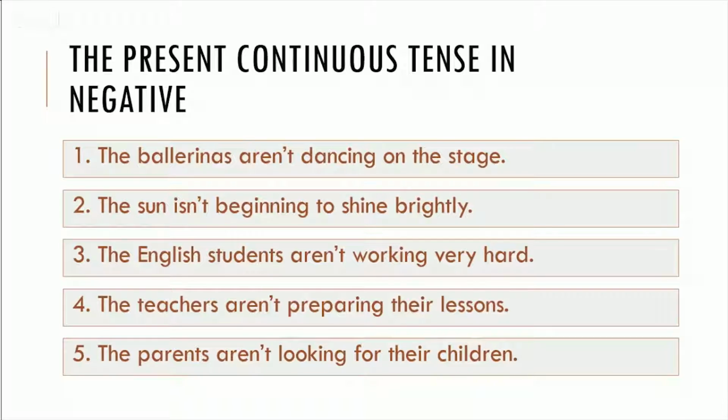Okay, and we are looking at the present continuous tense in the negative form. Because we already practiced doing contractions in the negative form, they're all with contractions. We kind of know these things already. The other thing that you want to recognize is we're using "are" with plural. We're using "is" for third person singular. So "the sun isn't" is third person singular, it. Everything else is plural: the ballerinas, the English students, the teachers, and the parents. They're all plural.